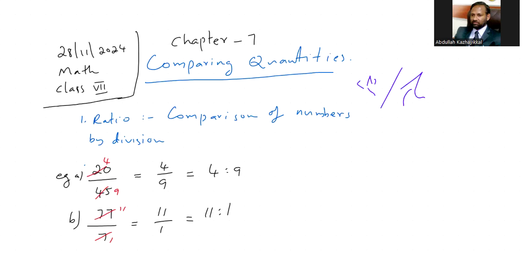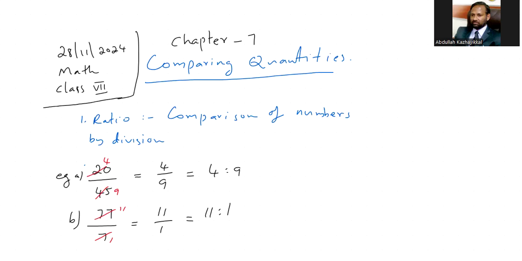One number we cannot compare. One boy we cannot compare. Two boys we can compare, as good and best. Two flowers we can compare. One we cannot. So here, 20 and 45. Comparison by division is that is ratio. Ratio means comparison by division.